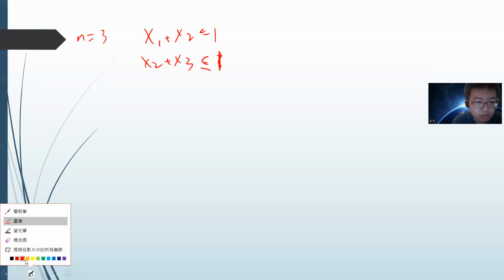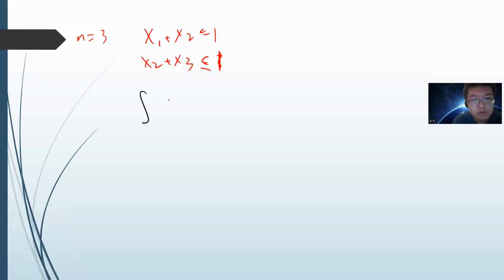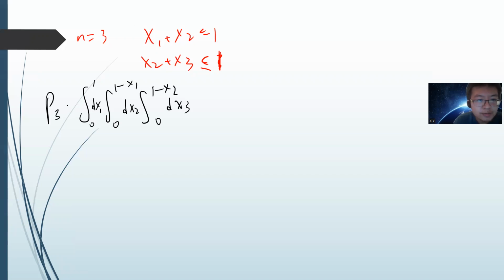Now for n equals 3, we have x1 + x2 less than or equal to 1, and x2 + x3 less than or equal to 1. We can just do the integration. It's very simple: x3 is bounded by 0 and 1 minus x2, x2 is bounded by 0 and 1 minus x1, and x1 has no constraint. So this is our P3.